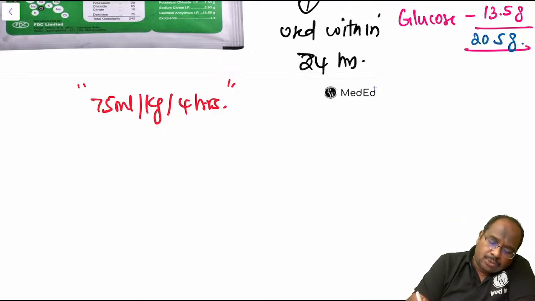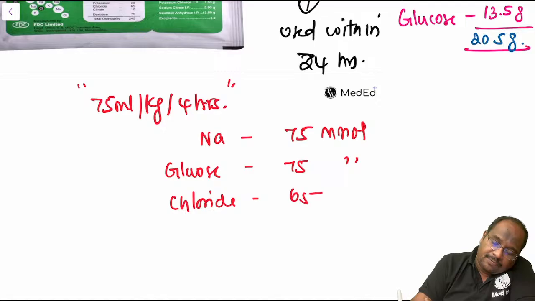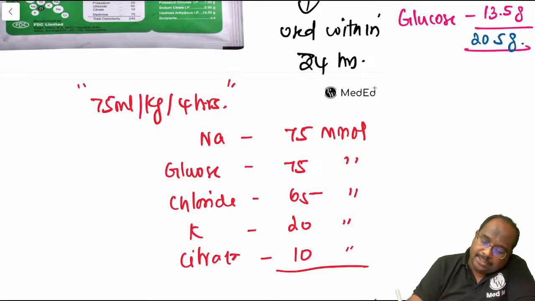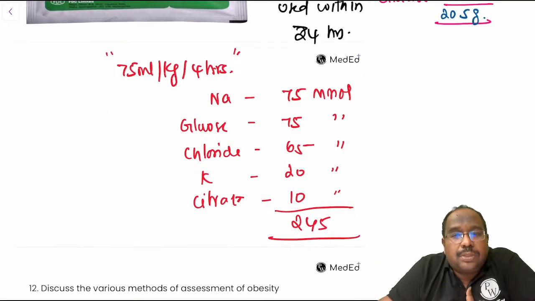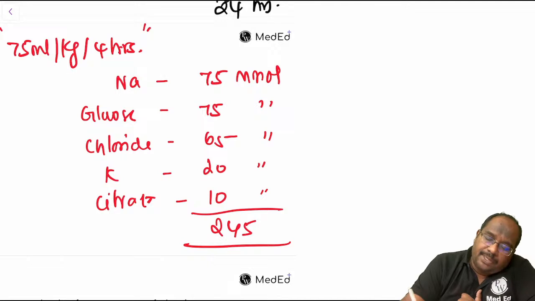So we have sodium, 75 millimoles. Glucose, again 75 millimoles. Chloride 65. Potassium 20 millimoles. Citrate 10. So the total is 245 millimoles, and this has to be mixed.